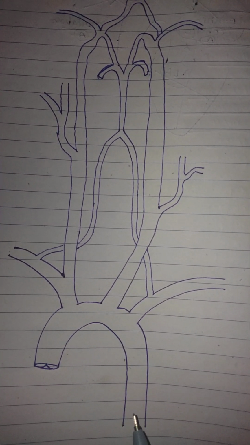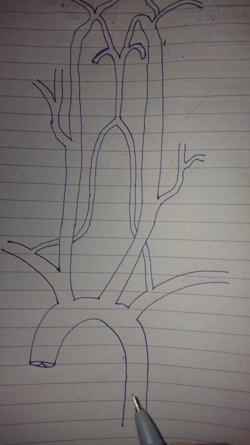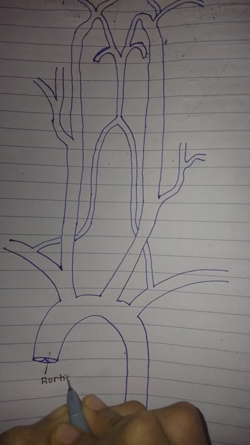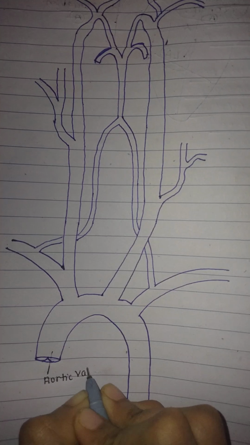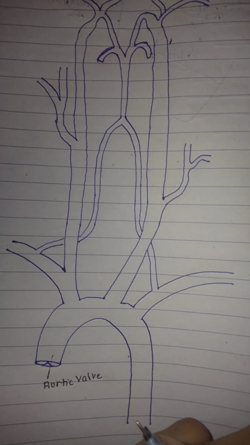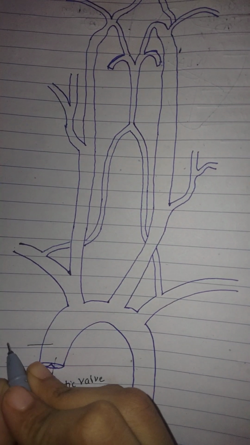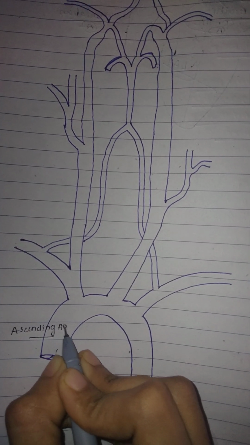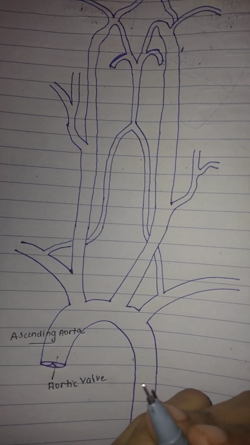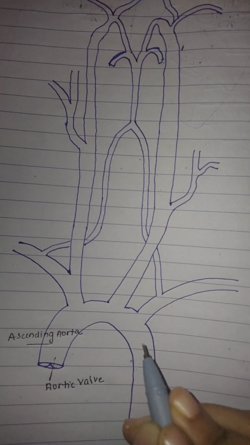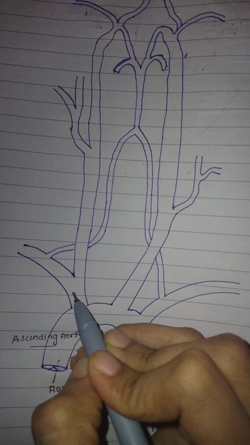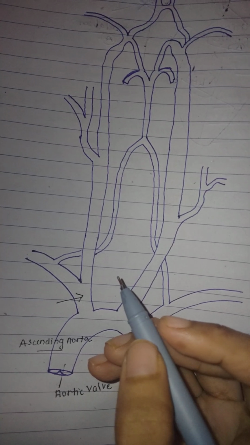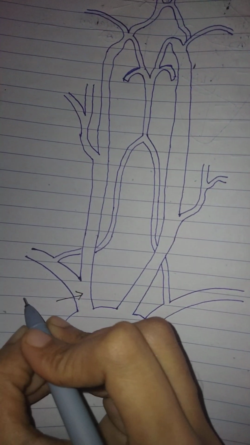As we know, this is the aorta. This is the aortic wall. Right, and this is called the ascending aorta. Through this ascending aorta, we are going to have 3 branches. The first branch is called the brachiocephalic trunk.